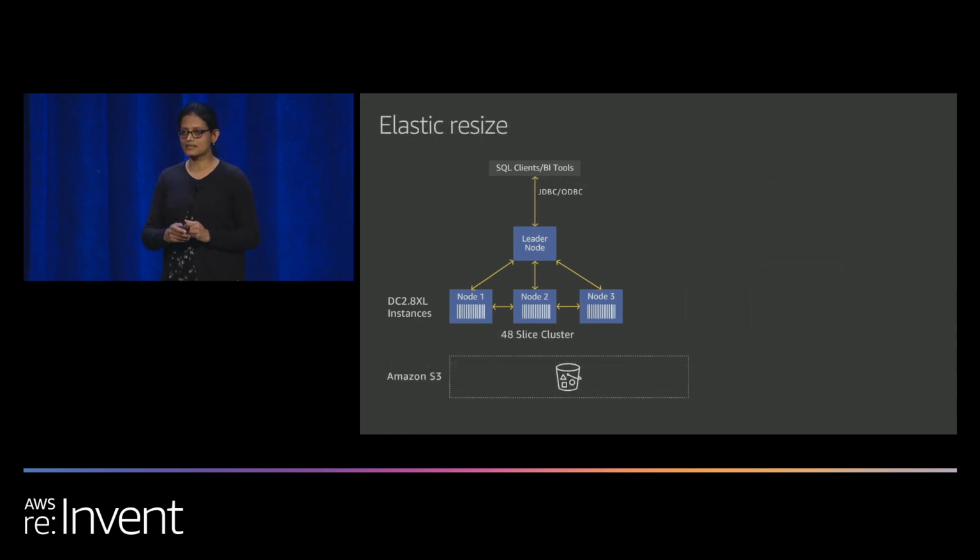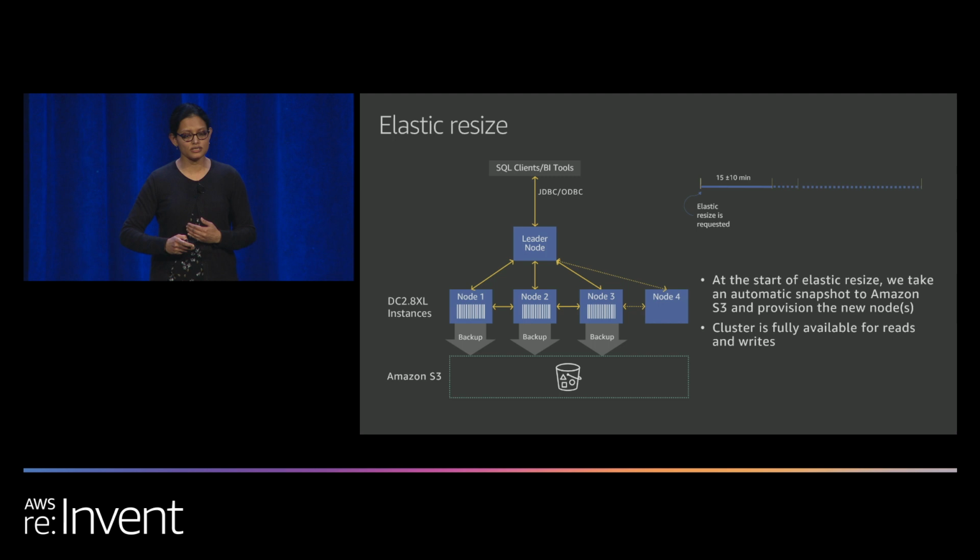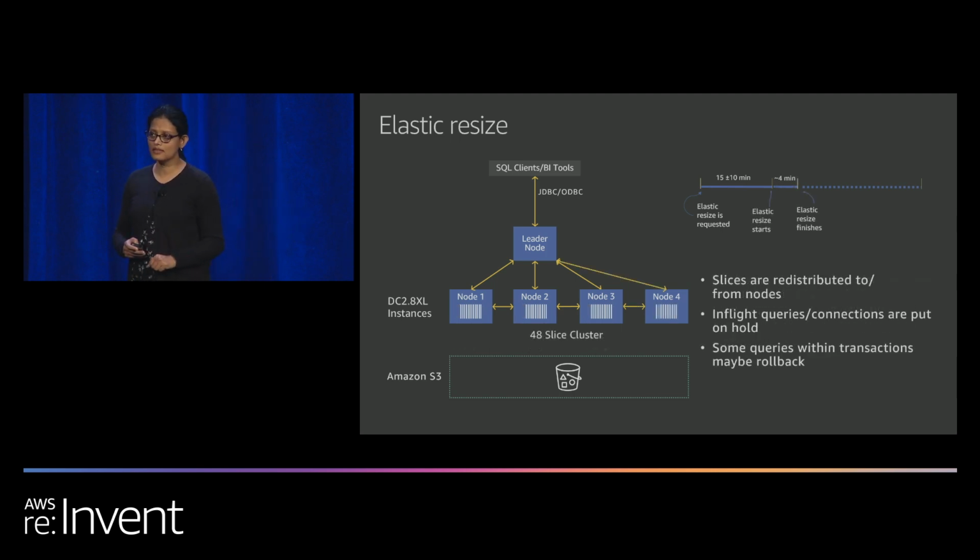Let's map the exact same example, but using elastic resize. So with elastic resize, we want to add storage. When you instantiate elastic resize, a new node is added to the existing cluster, an incremental snapshot is taken, pushed down to S3, and then the metadata is moved, or the slices are moved to the new compute node. And this duration is 4 minutes. If you have in-flight queries, they will be parked. If you have a query in a transaction for write, it's going to roll back.